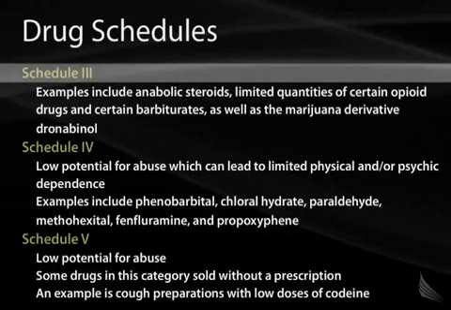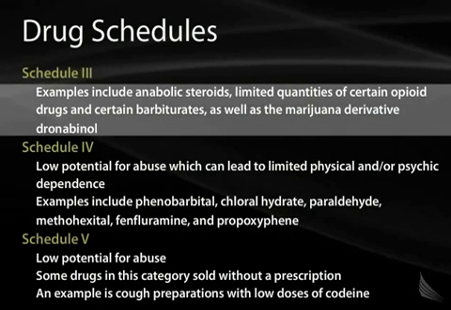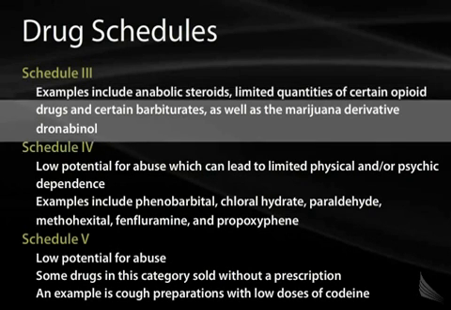Schedule 3 medications include certain medications that may be abused but have very legitimate medical effects, such as anabolic steroids, which can be used in patients that have some type of growth retardation, as well as other opioids and barbiturates, and dronabinol, which is a derivative of marijuana.